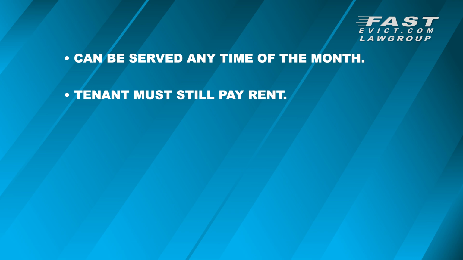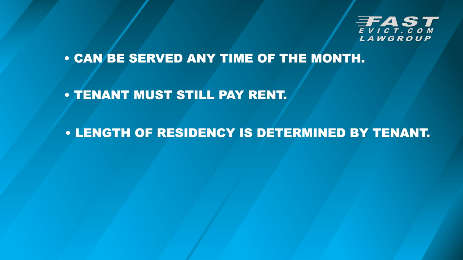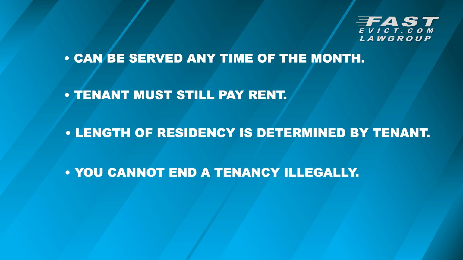The length of residency is determined by how long the tenant has lived on the property, not how long the landlord has owned it. If a landlord purchased the property in question 6 months ago, but the tenant has lived on the property for 4 years, the landlord must serve a 60-day notice. You cannot end a tenancy for an illegal reason such as retaliation, discrimination, or for any reason that violates a law. So what does this type of notice look like?